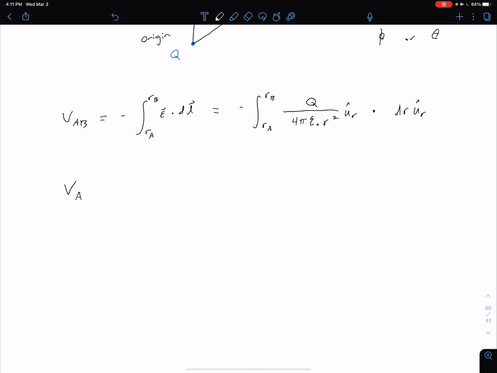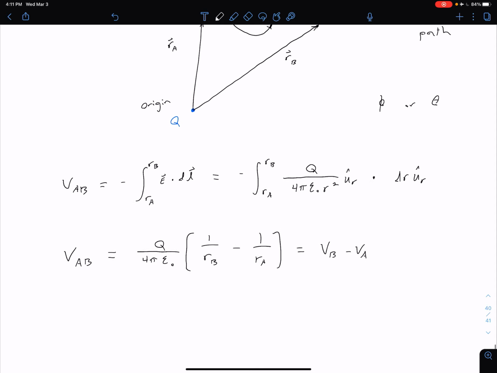So we would have then VAB, if we perform that integral with respect to r. We're going to have our Q over 4 pi epsilon naught, which is essentially just a constant, so that just comes out, and then we have 1 over r. We also have a negative sign when we integrate, which is going to cancel out with this negative sign out front here. And when we evaluate at our limits, we have 1 over RB minus 1 over RA. And so this would be equal to VB minus VA.